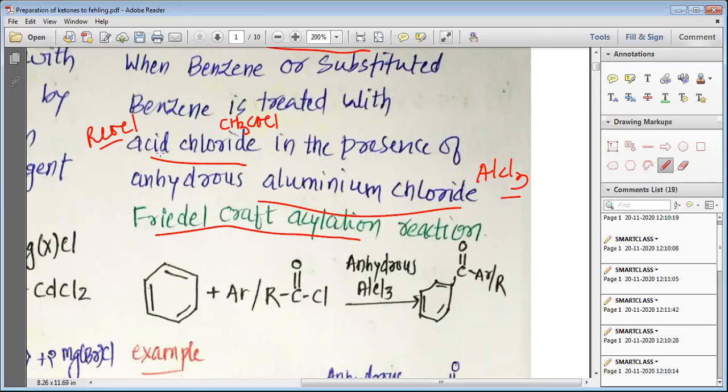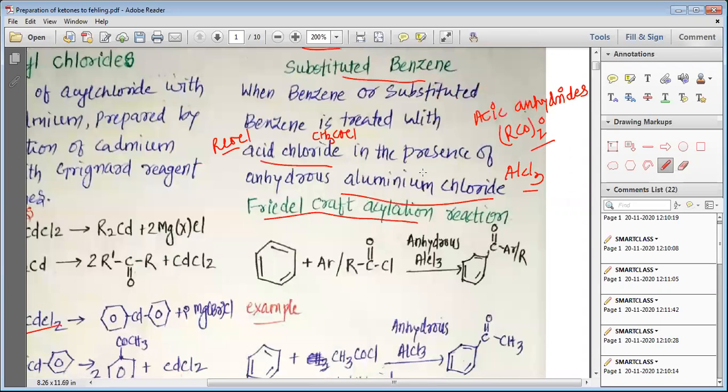Please remember, instead of acid chloride, we can even use acid anhydrides. Which are RCO twice into O. This is what it is known as the acid anhydride. So instead of acid chloride, we can even choose acid anhydride to get the desired product, my dear students. Let's have a look at this.